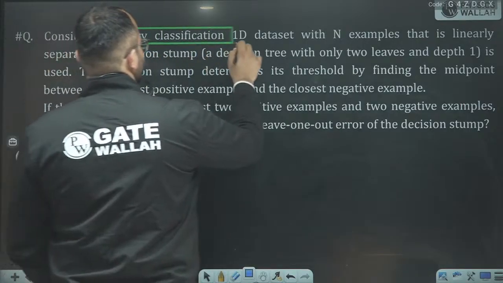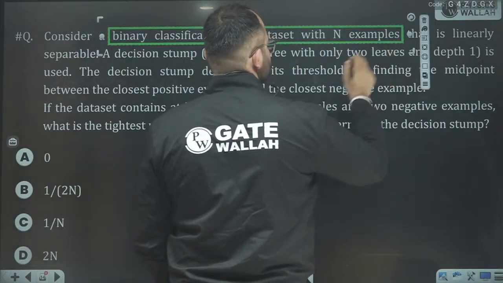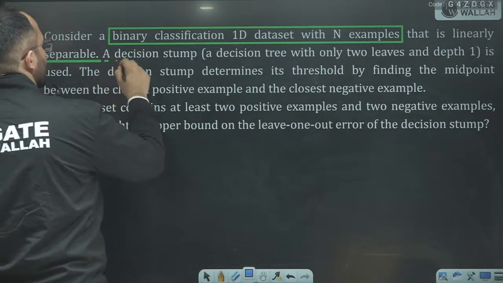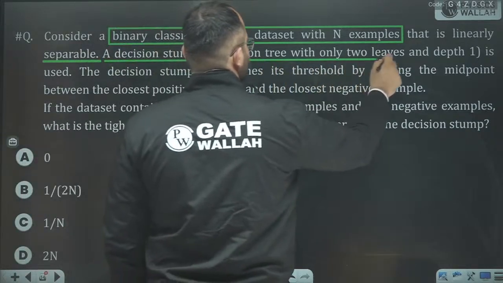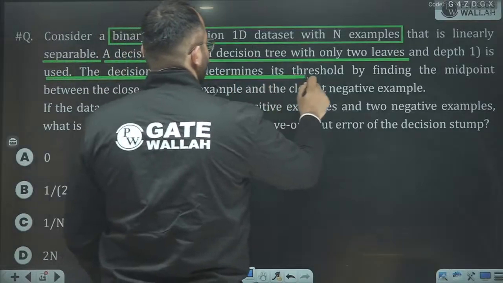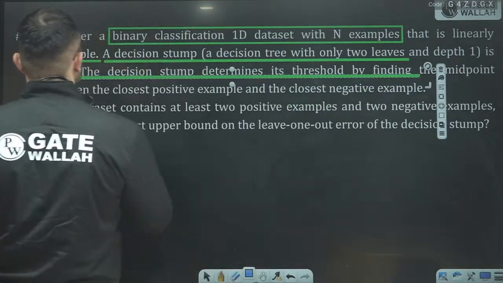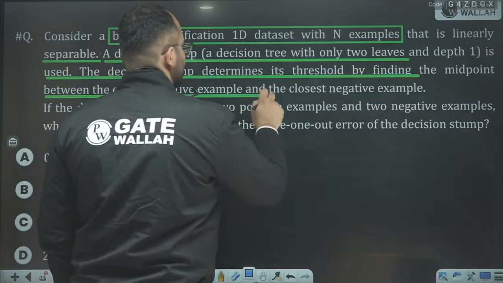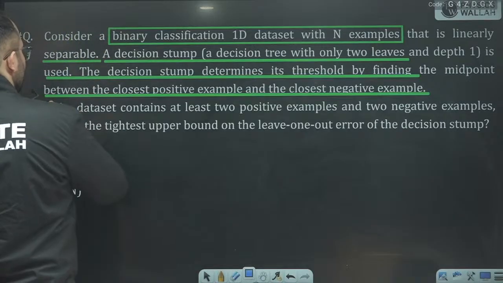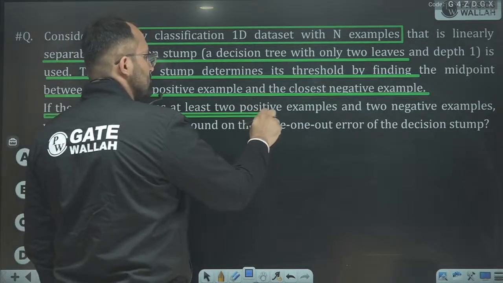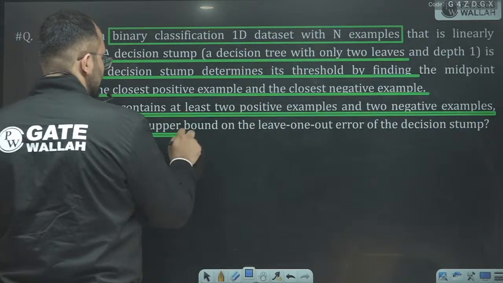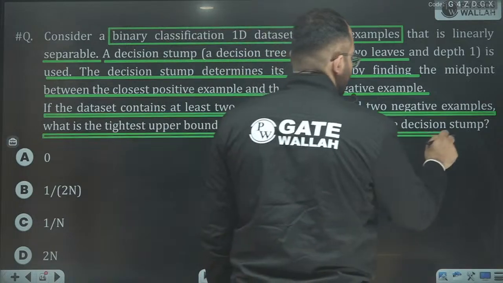Consider a binary classification one dimensional data set with n examples which is linearly separable. A decision stump, meaning a decision tree with only 2 leaves and depth 1, is used. The decision stump determines its threshold by finding the midpoint between the closest positive example and the closest negative example. If the data set contains at least 2 positive examples and at least 2 negative examples, what is the tightest upper bound on the leave one out error of the decision stump?